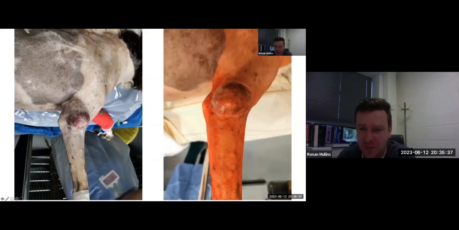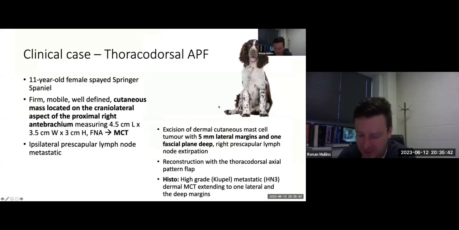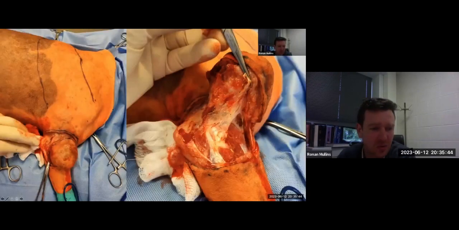We would have discussed options in terms of trying to achieve primary closure or the use of a skin flap. But in this case, just to walk you through it, this was treated with a 5 millimeter lateral margin and aiming for a deep margin, basically, of a fascial plane, if possible to get.